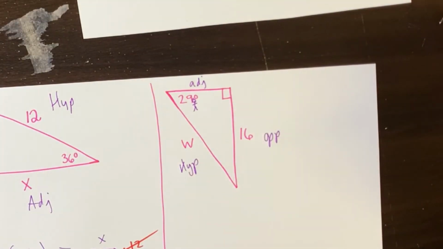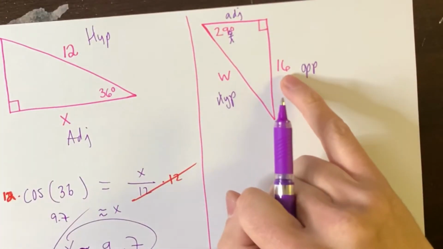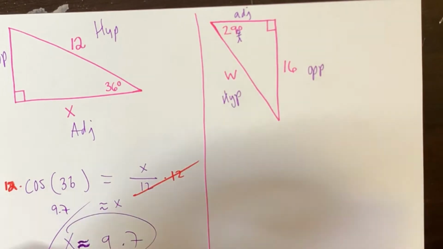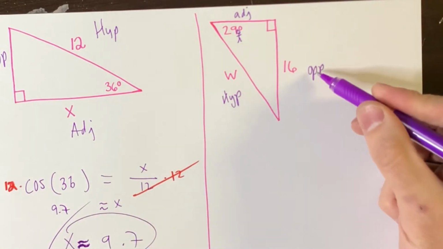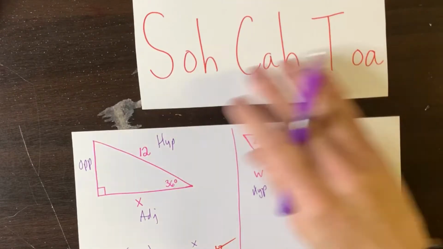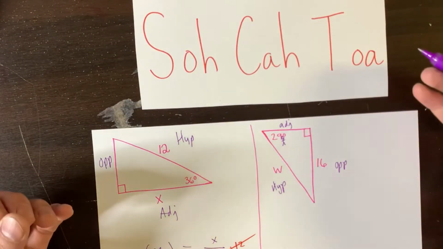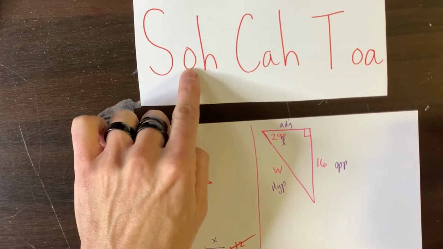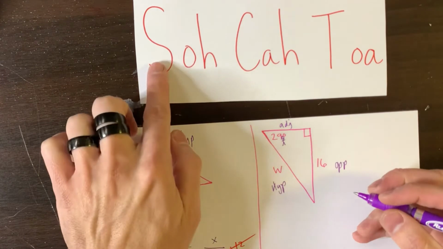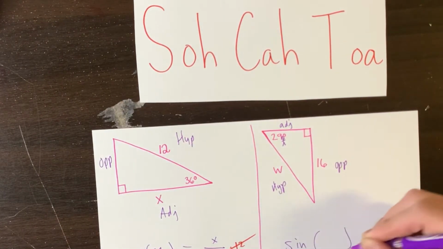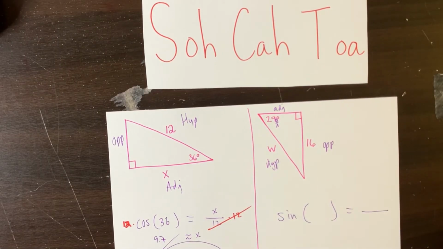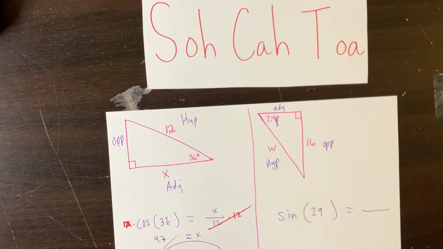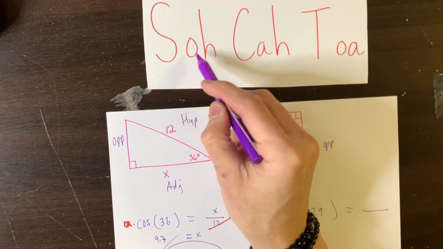Which two sides are we given? We're given this here and that there, because there's something there. So I need something that interacts a hypotenuse with an opposite. Which one of these interacts a hypotenuse with an opposite? H and O. This one, because that's opposite and hypotenuse. So my setup would be, for S, it's going to be sine something equals a fraction. You always put the angle here. The angle here is 29. And my fraction is opposite over hypotenuse.